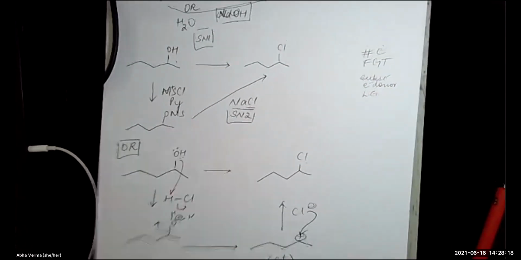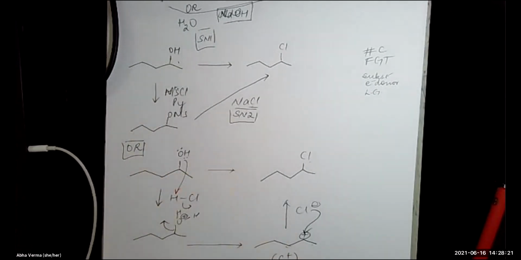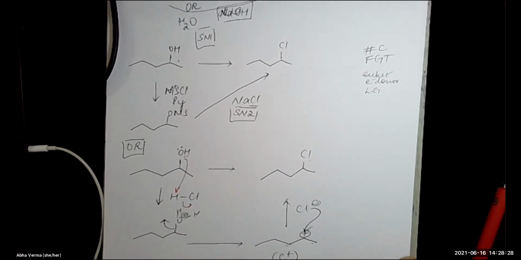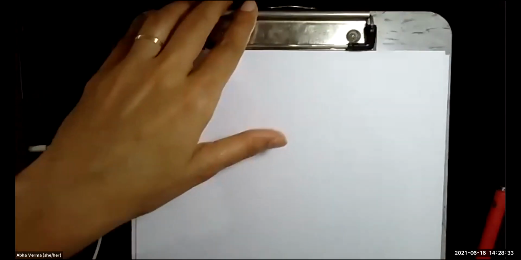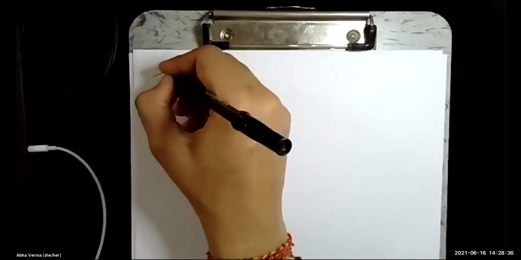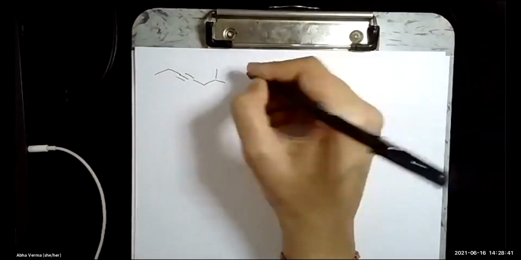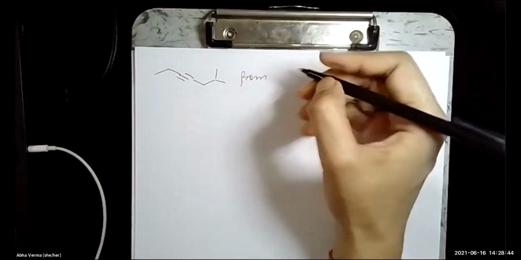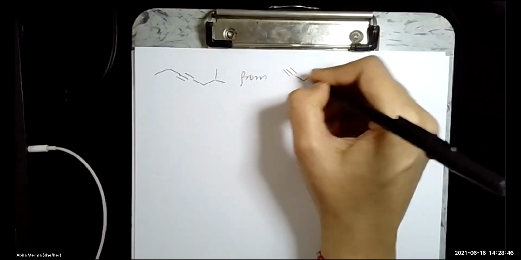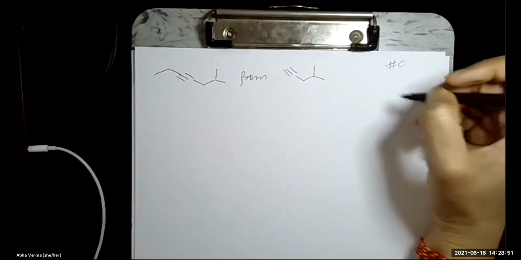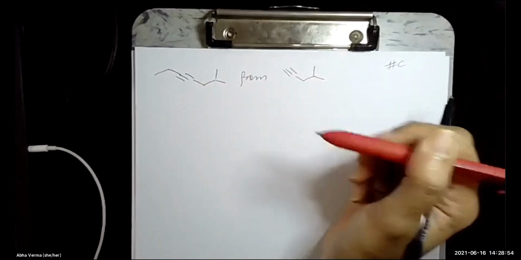chloride. So one or two step synthesis is something that all of you must know how to do. The most important of these is when you have to increase the number of carbons. So let's say that I ask you to make this from this. So your number of carbons has definitely increased.